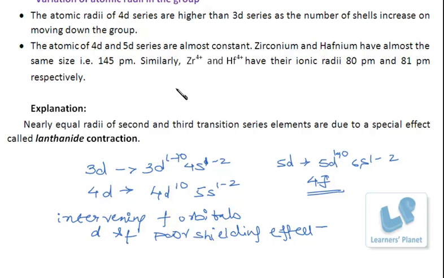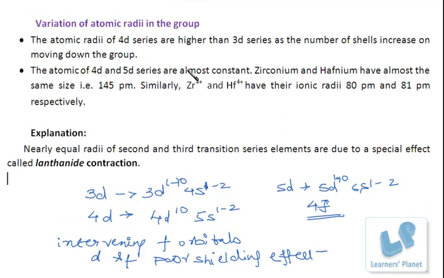Now what is happening in case of this 3d and 5d series? They are almost constant. Say zirconium and hafnium, they have almost the same size, that is 145 picometer. Their ions also have ionic radii of 80 picometer and 81 picometer respectively. Right? And this phenomenon, say in case of lanthanides, that is nearly equal radii of second and third transition elements.